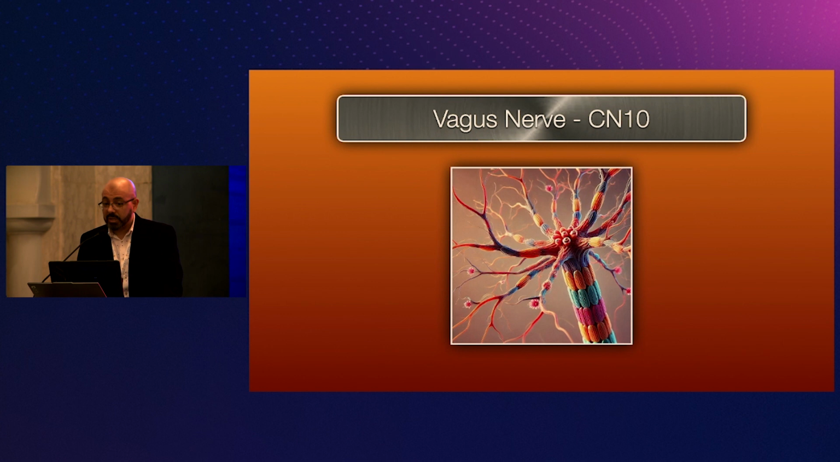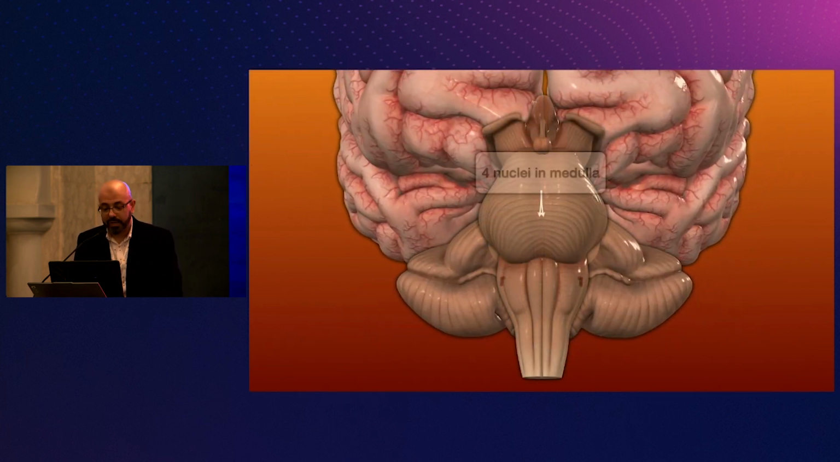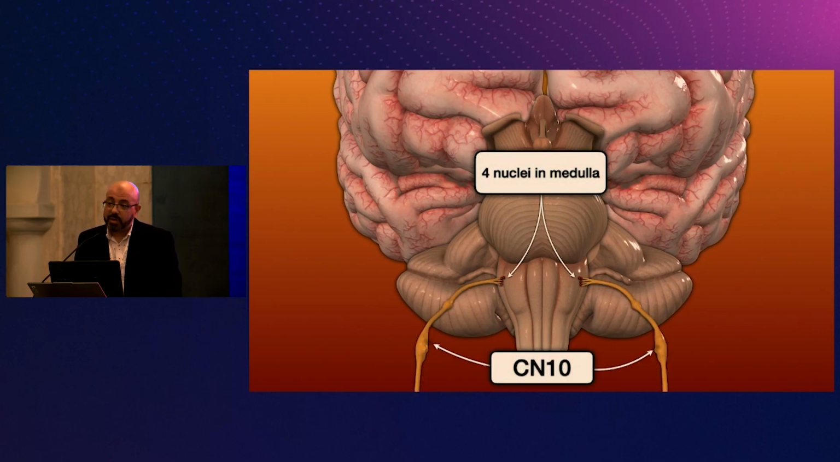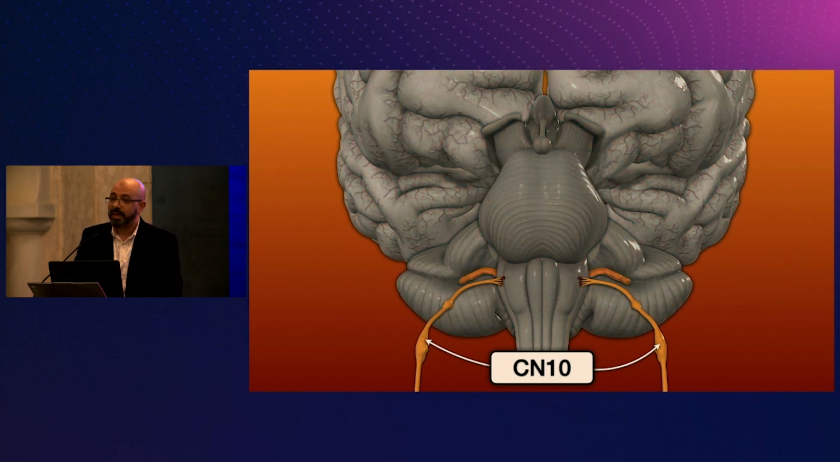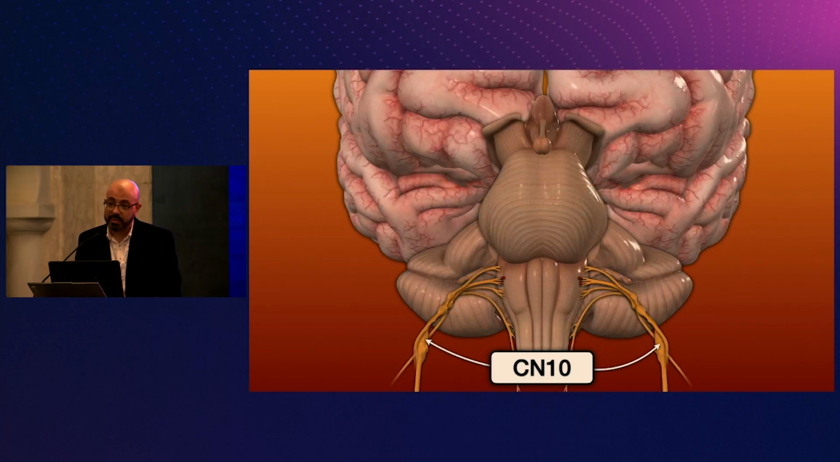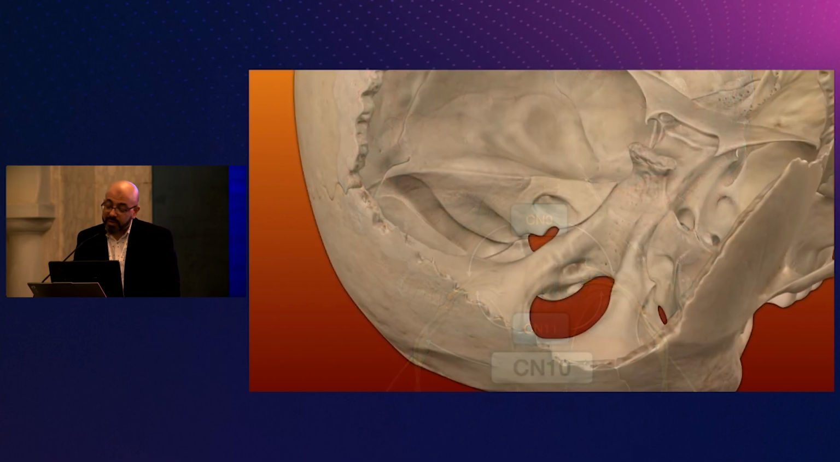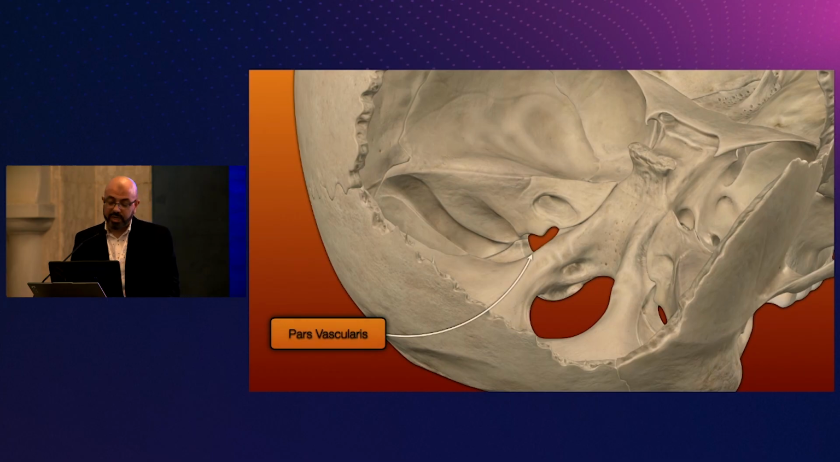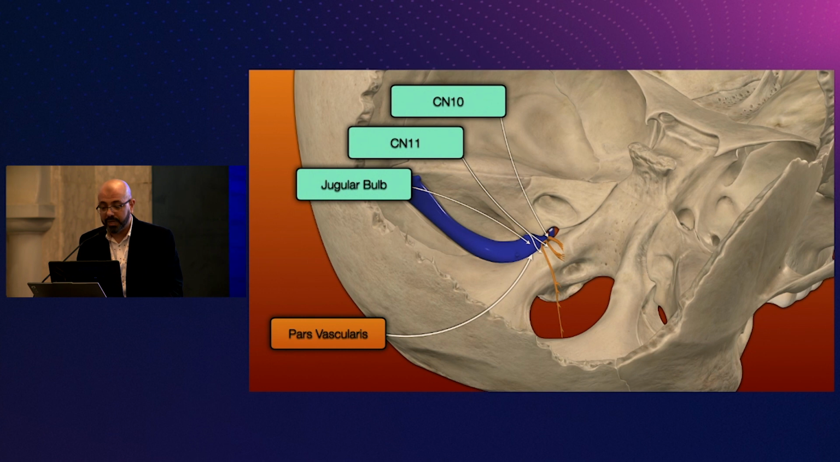The vagus is your longest cranial nerve, and it arises from the medulla oblongata, with nuclei on each side, and it exits into the basal cisterns directly below the flocculus. So the nerve directly below the cerebellar flocculus is going to be your number 10, and it's also directly below number 9 and above number 11. These are the clues that we will use in a moment to show you the normal nerves on our scan. After that, it exits the cranial cavity through the pars vascularis alongside the jugular bulb and number 11.